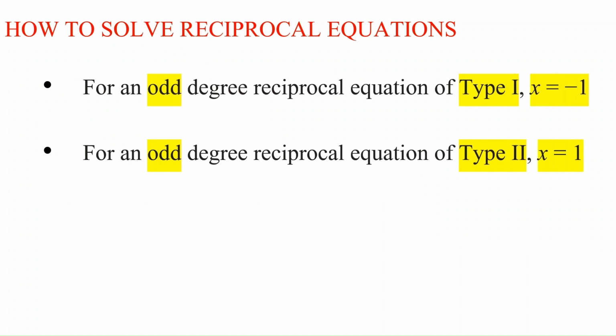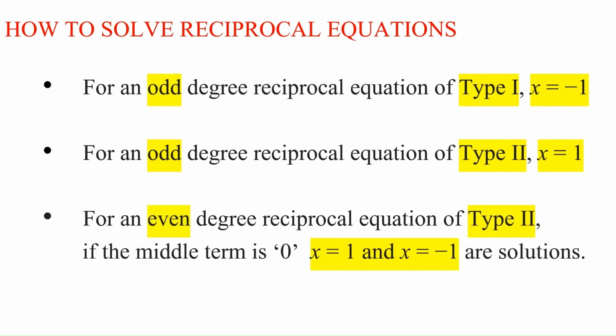In case of an even degree and of type 2, both x equal to 1 and x equal to minus 1 will satisfy the equation if the middle term is 0. Now let's see how to solve an even degree reciprocal equation of type 1. On doing factorization with the mentioned values, the resultant would be an even degree reciprocal equation of type 1.